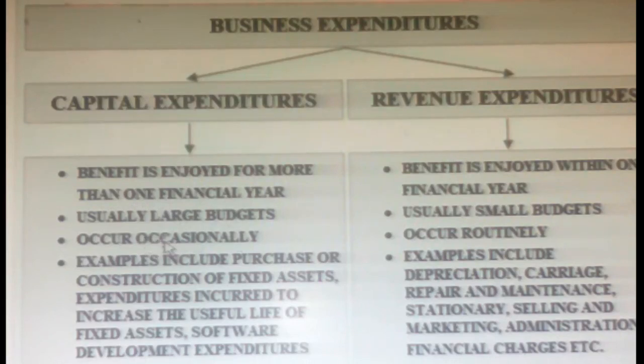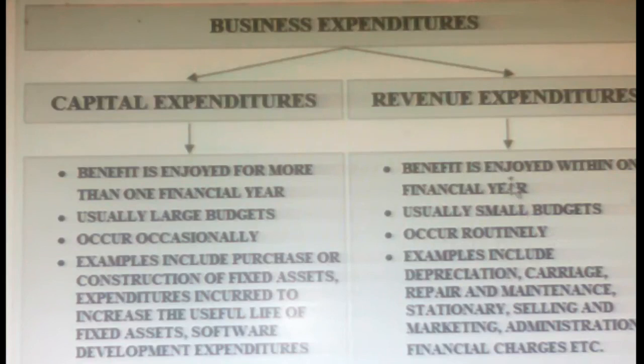Then, usually large budget, correct? When you buy a house, definitely see, capital expenditure. Occurs occasionally, very rare. Every month you can't buy a house, correct? Then examples, purchase or construction of fixed assets. Then expenditure incurred to increase the useful life of the fixed asset. So why are you going for the capital expenditure? To improve our business for longer benefit, correct? When you buy any machinery, why do you want to buy the machinery? You want to increase the product, correct? For that, you are going for the capital expenditure, longer benefit.